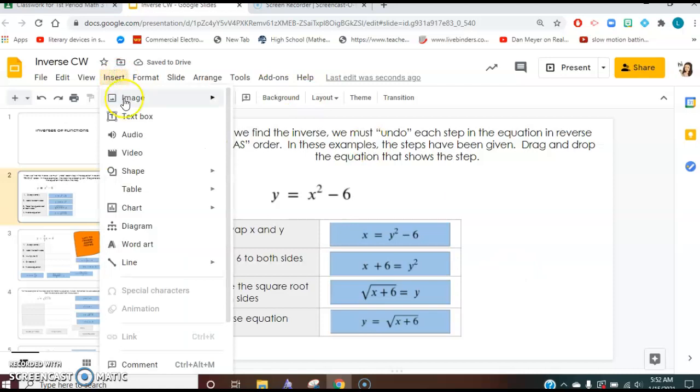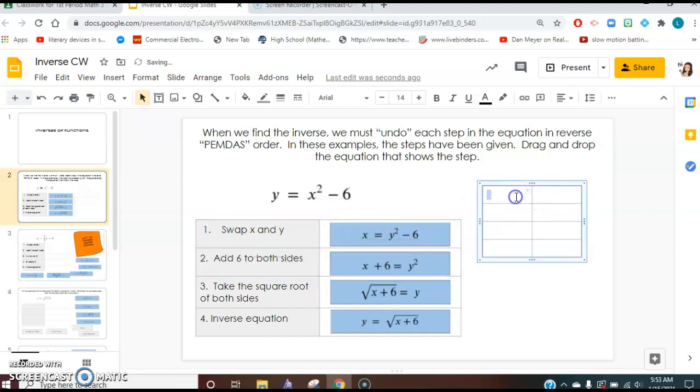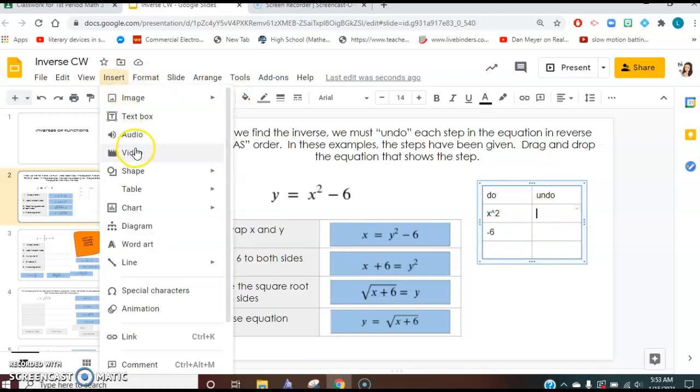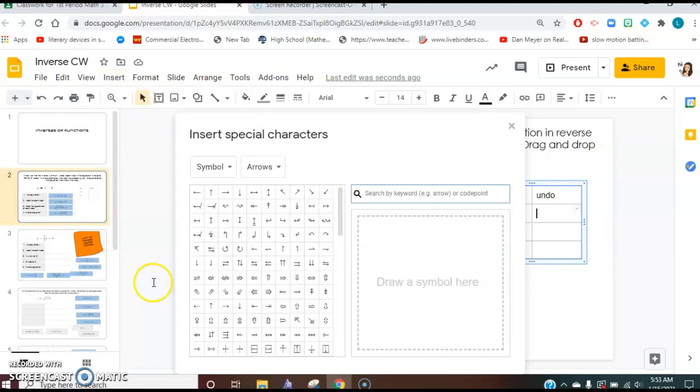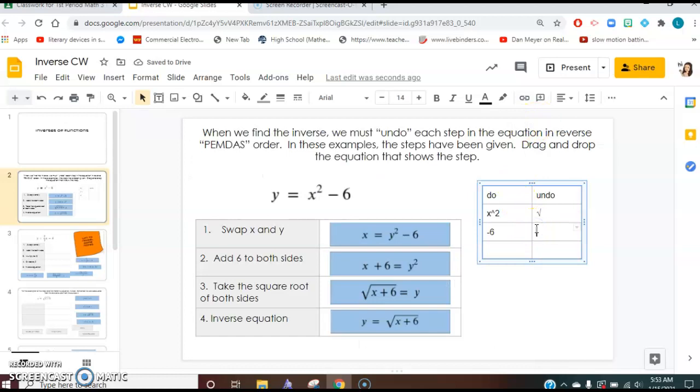All right, but I'm going to show you where if you had made a do-undo list, it would be the same thing. So I have an exponent that would go first, minus 6, the opposite of x squared, is square root, and the opposite of minus is plus.